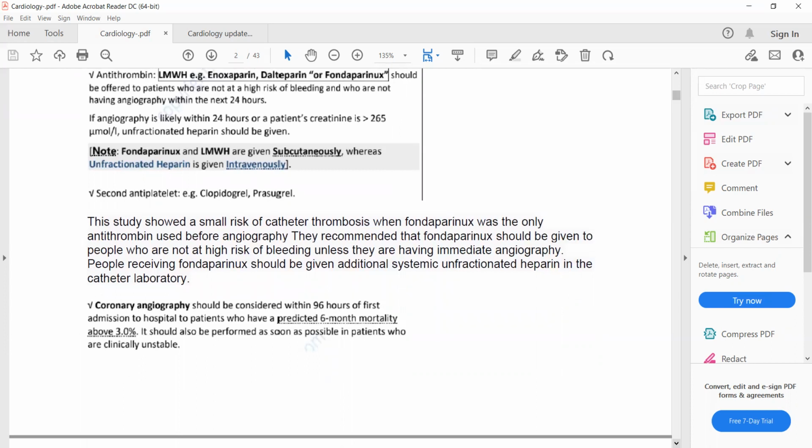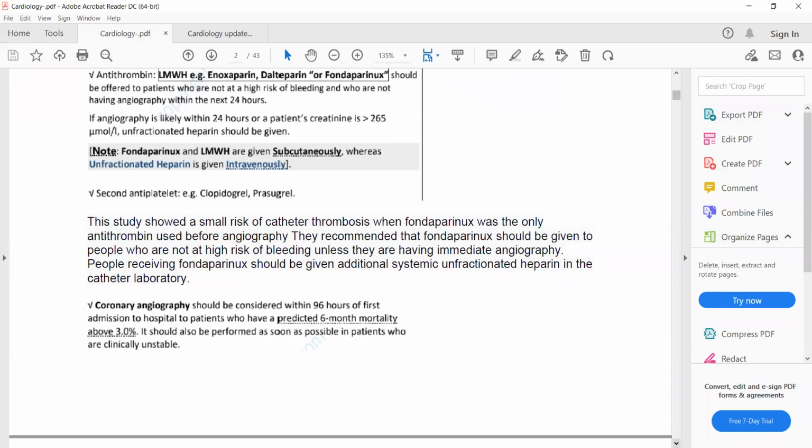Can you repeat that? Yes, I'll repeat it. First, there's a third scenario. If the patient with unstable angina or non-ST elevation MI is clinically stable, then he can be managed conservatively.